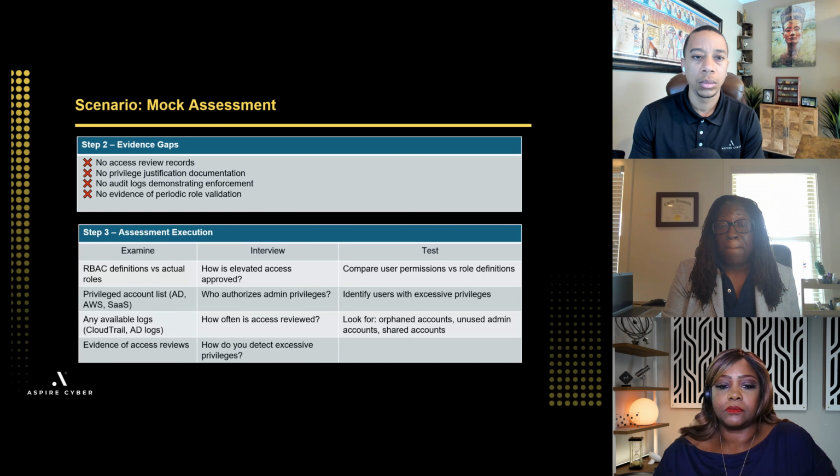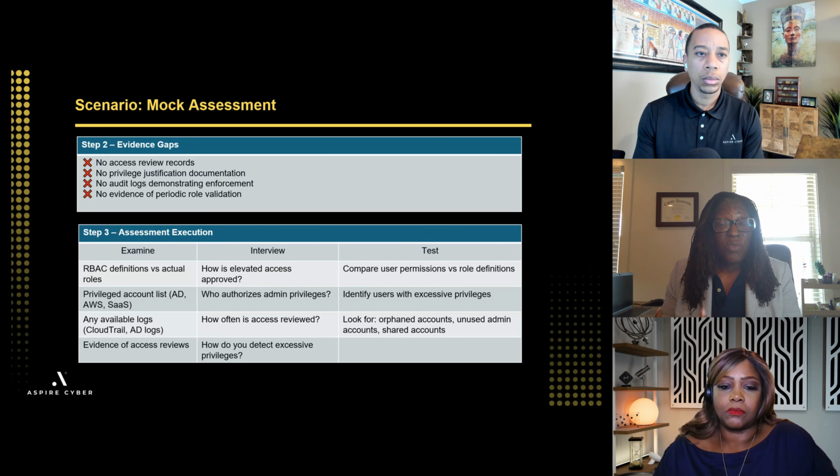Step 3 is now taking a step back and looking at what you have examined. Who have you interviewed? What particular production applications have been tested? Now you can sit back and make sure that what you have gathered is adequate and sufficient, because both of those must be met in order for that evidence to be considered as met.